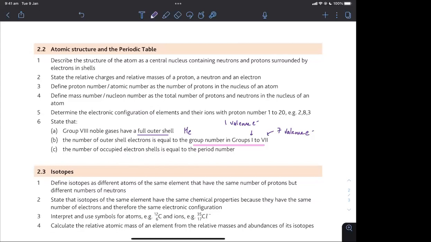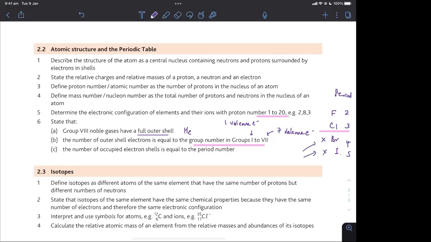Take fluorine, chlorine, bromine, iodine. We know that these are period number 2, 3, 4, and 5. In the syllabus, they say you should know electronic configuration up until element number 20. So you don't need to know the electronic configuration for bromine and iodine, but there is a problem. When a question asks you to draw dot and cross, some people try to get the electronic configuration of bromine and iodine. Nothing wrong with that, except that you are not doing it the right way.